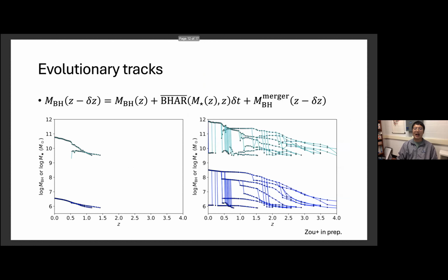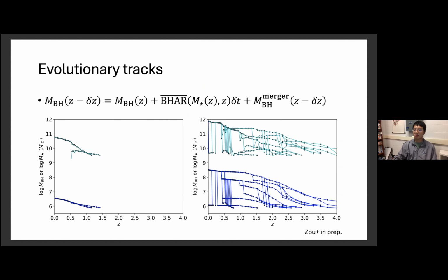Our basic approach is summarized by this single equation. It's quite straightforward. Let's say we have a supermassive black hole with black hole mass of M_BH at redshift z, and when it evolves from redshift z to z minus delta z, then the black hole mass will increase by two terms. One is the accretion through the accretion channel. This is just the black hole accretion rate times the time interval, so this is the accreted mass. The last term is the merger-added black hole mass. We just add them together, and in this way you can obtain the predicted black hole mass.